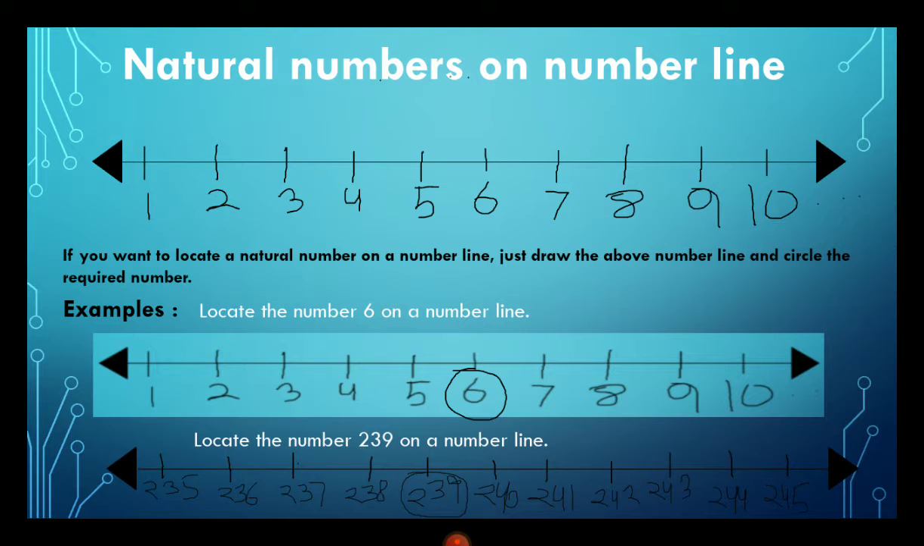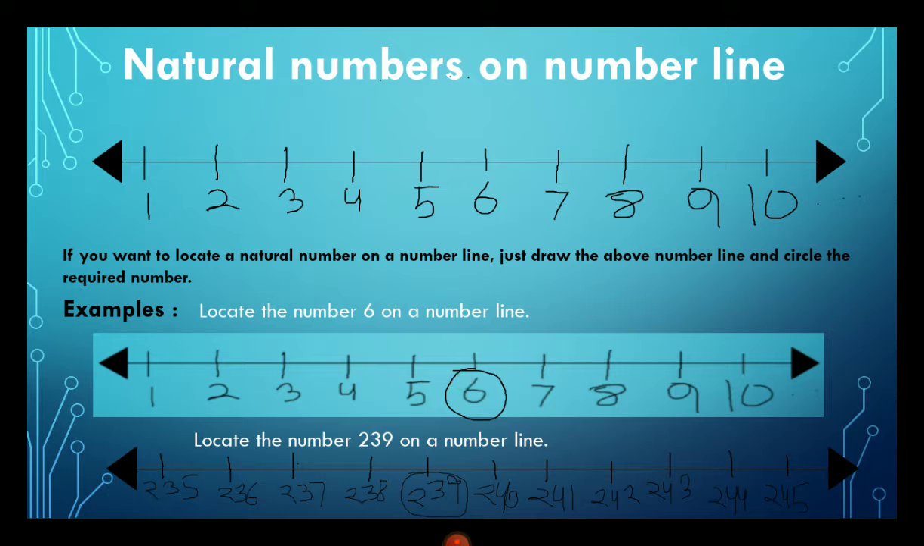So now let's learn how to locate natural numbers on a number line. See, this is the number line of natural numbers. If you want to locate a natural number on a number line, just draw the above number line and circle the required number. Okay? So let's see some examples. Locate the number 6 on the number line. You just need to draw this number line like this and circle number 6.